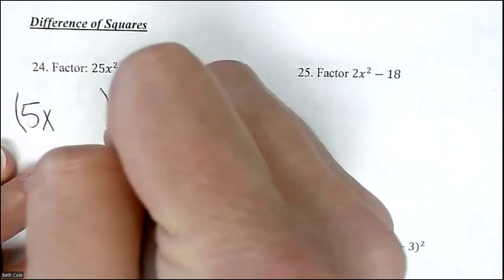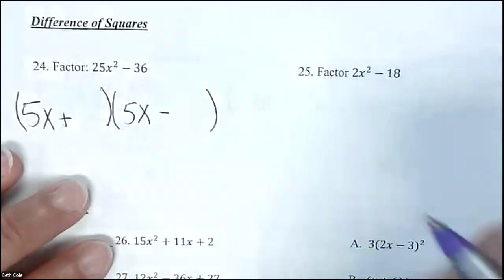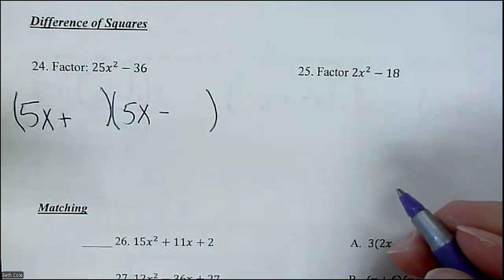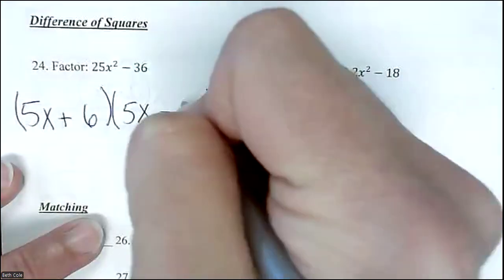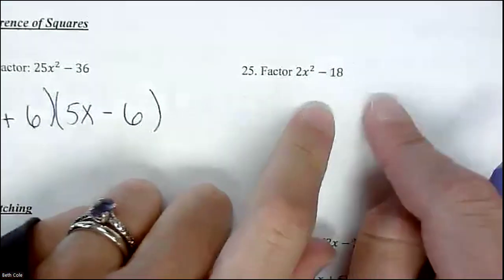Well, good. 5x and 5x. One's going to be plus, one's going to be minus. That's how you cancel out the middle term. And then, good. Perfect. Should be the exact same thing, but opposite. Oh, I get it. What do you notice about this one?